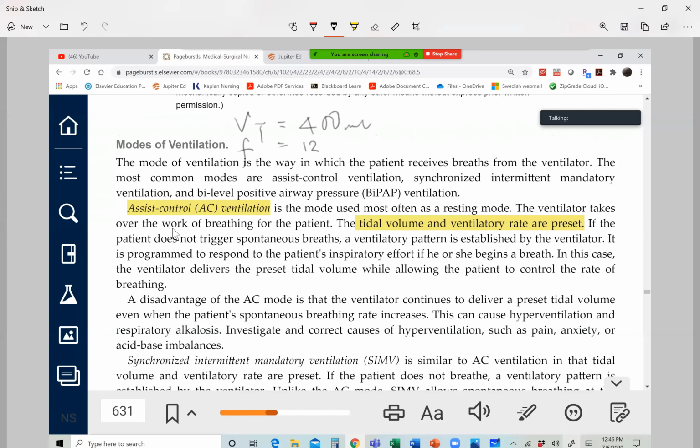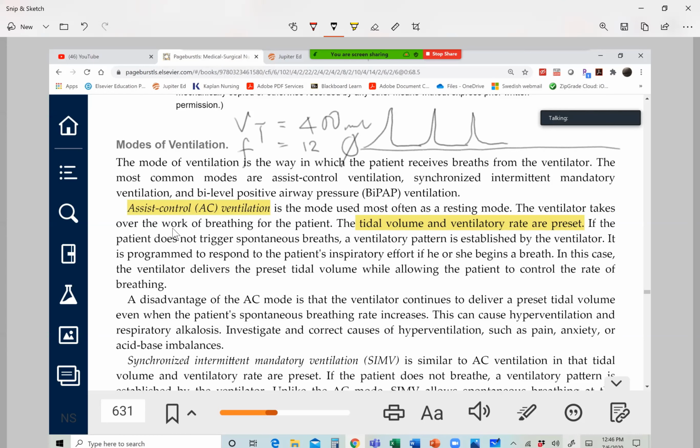About how many seconds will the vent give you a breath if we set the frequency at 12? Every 5 seconds. Very good. 60 seconds divided by 12, so every 5. So let's illustrate that. Let's say this is your zero pressure, and the vent gives you a breath here. Then 5 seconds later, another breath. And 5 seconds later, another.